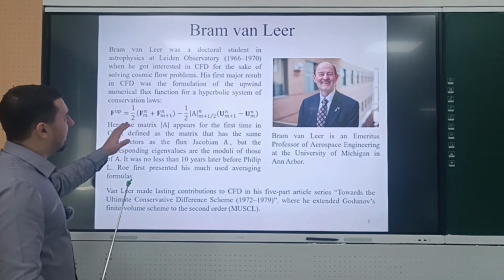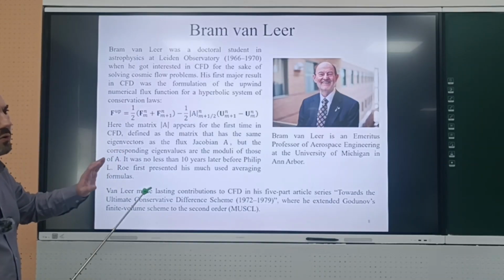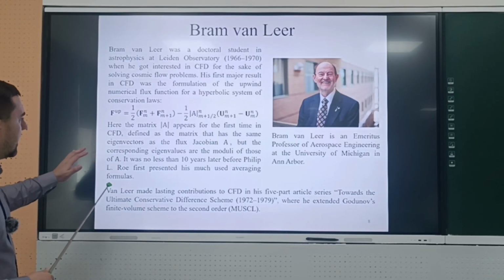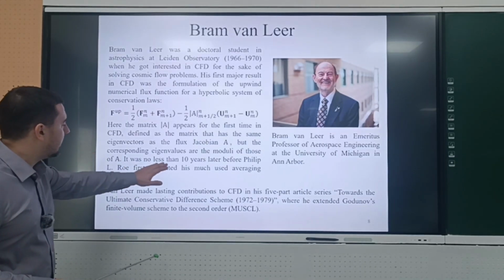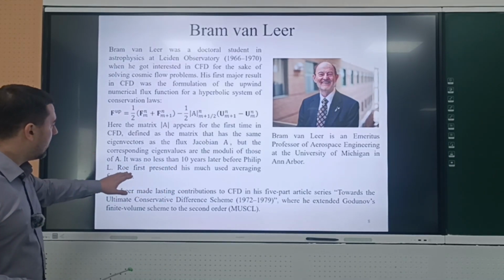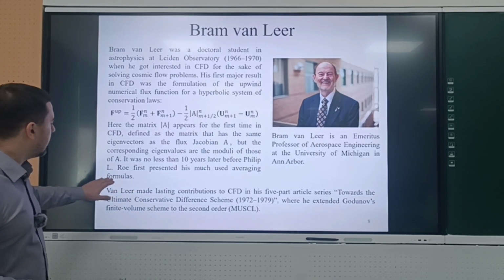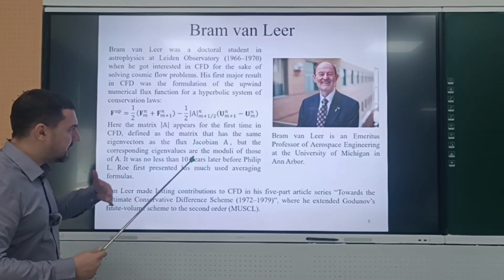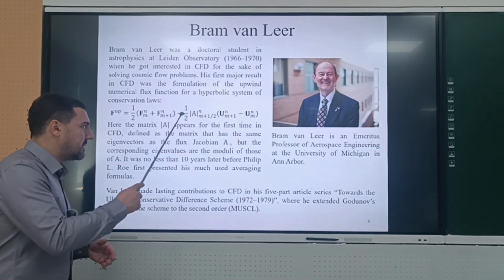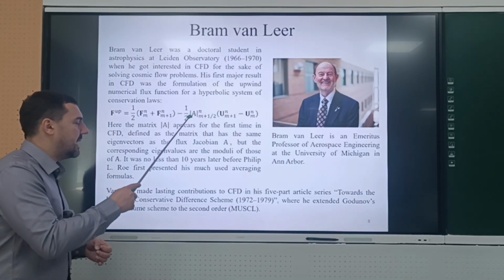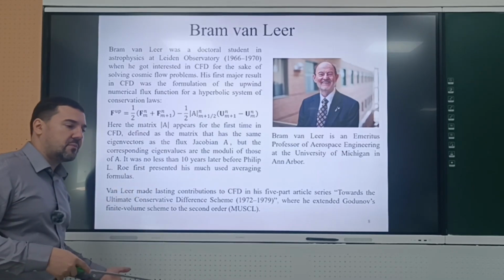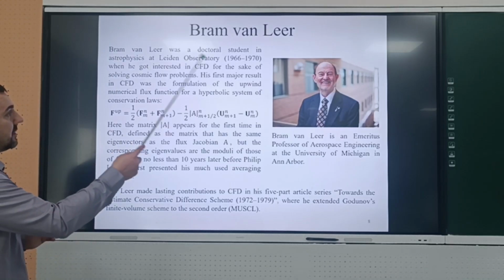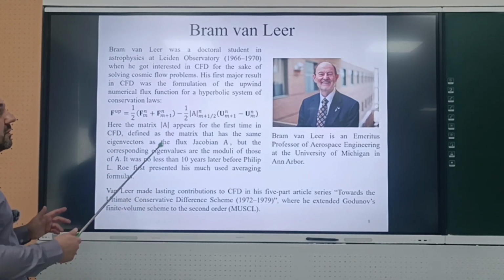And actually, it was the 1970s, and at that time in the Soviet Union as well, these approaches were developed, but it was not less than 10 years before Roe first presented his much used averaging formulas. We also discussed that the specific numerical flux depends on the choice of this matrix |A|. For example, you can use the Roe averaging procedure or the Lax-Friedrichs approach and so on. So this is the first contribution, it is believed, of Van Leer.